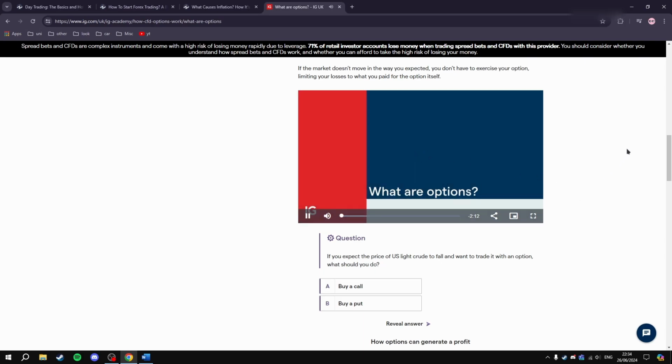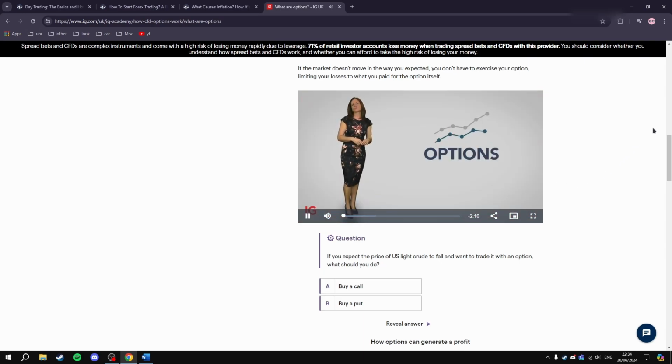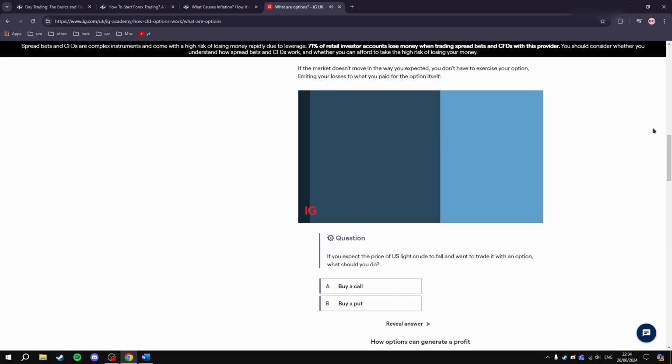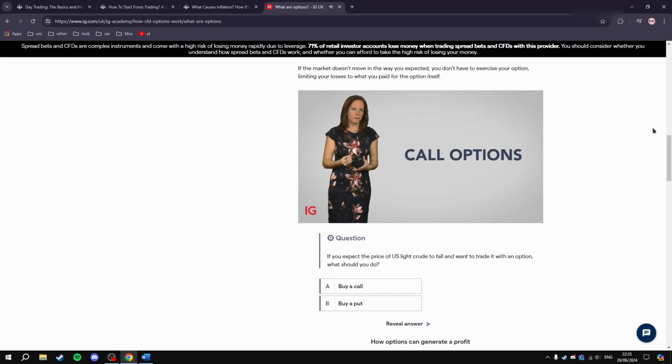So options, a hugely powerful trading tool with a wide variety of uses. But what exactly are options and how do they work? An option is a contract, just like a future or a CFD. It gives you the right, but not the obligation, to trade a financial market at a set price before a set date in the future. To get this right, you pay a premium.